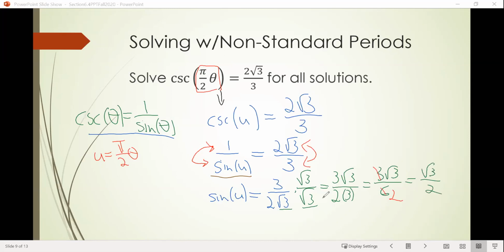So our problem now becomes sine of U equals root 3 over 2. And this is something we can solve, right? We know where sine is equal to root 3 over 2.